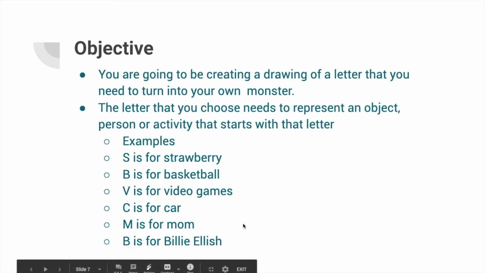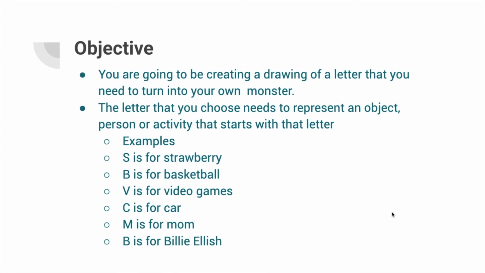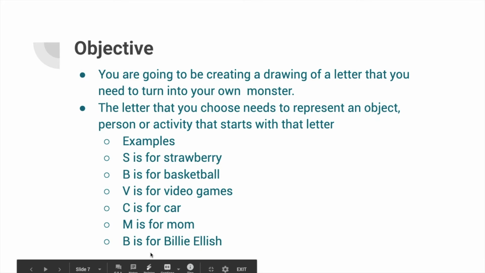You can also do people. You could do people that you are familiar with or like your friends. You could do M is for mom. You could also do famous people, musicians, sports players. An example could be like B is for Billie Eilish.